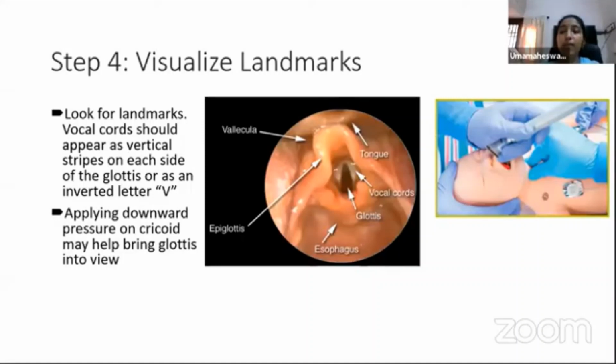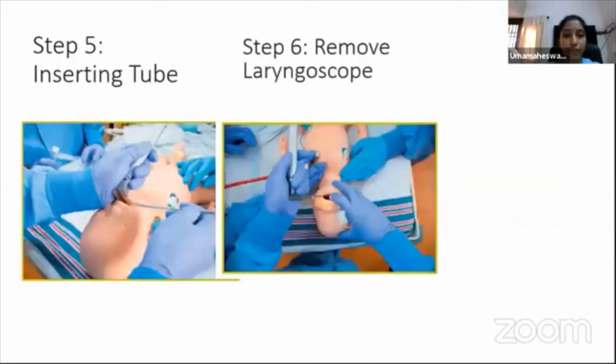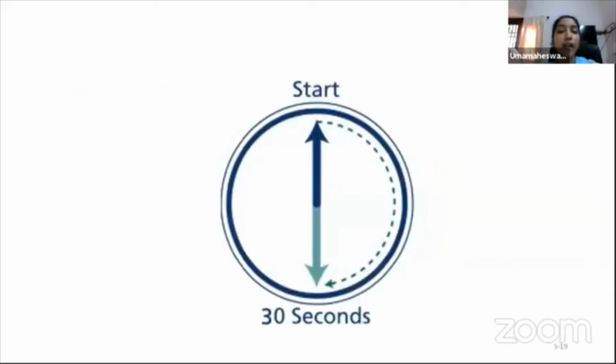Sometimes the assistant could give a right pressure to facilitate intubation and suction if necessary for visualization. Then the tube is inserted with the help of the right hand and the laryngoscope is removed. I want to insist that someone should time from the beginning of intubation till the end. It should not cross 30 seconds. So this is a very important step.